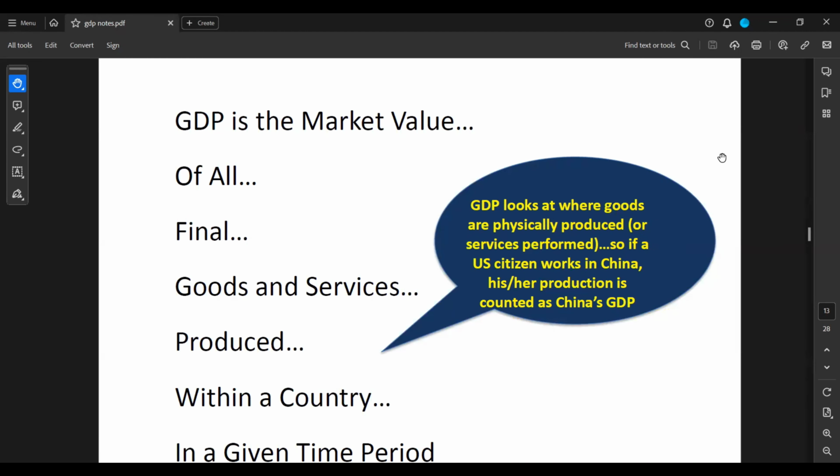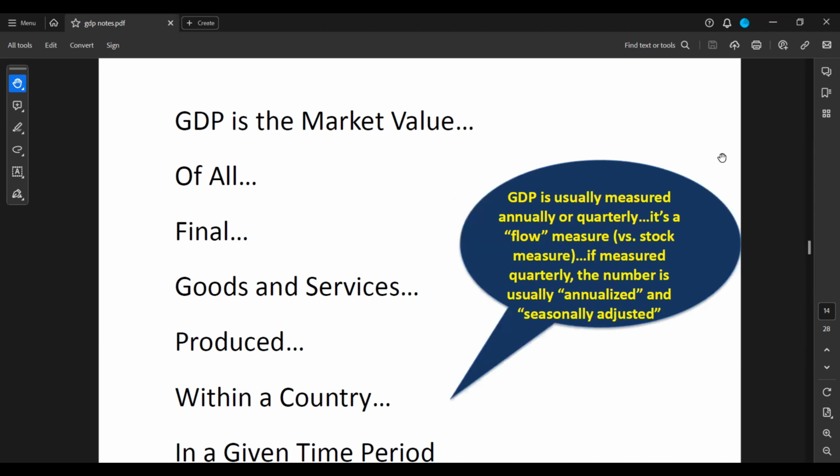Within a country. GDP looks at where goods are physically produced or services performed. So if a US citizen works in China, his or her production is counted as China's GDP. In a given time period. GDP is usually measured annually or quarterly. It's a flow measure versus a stock measure. If measured quarterly, the number is usually annualized and seasonally adjusted.